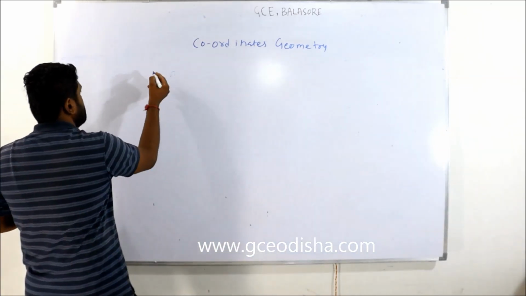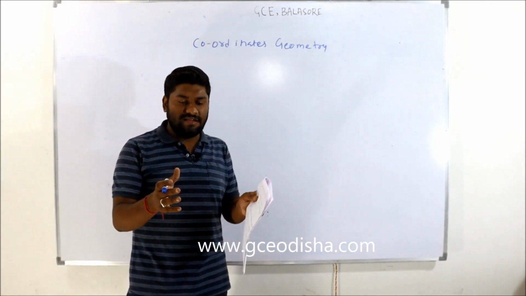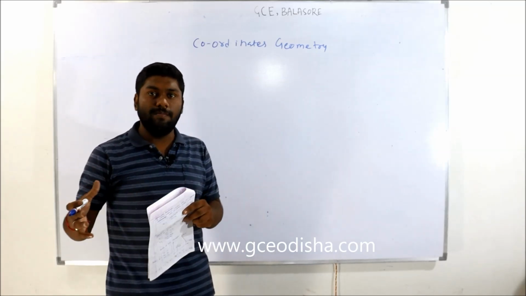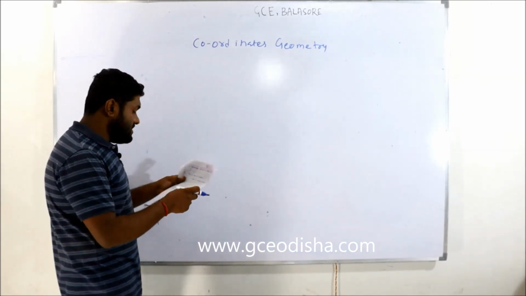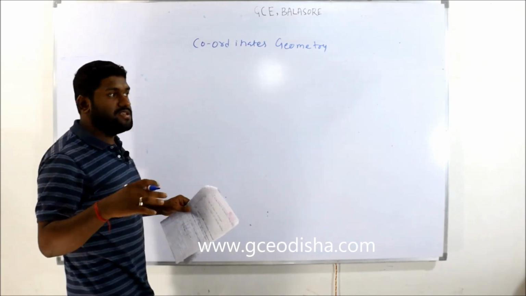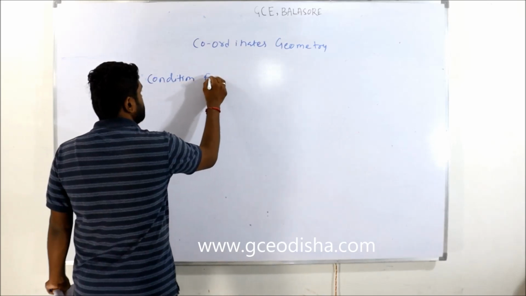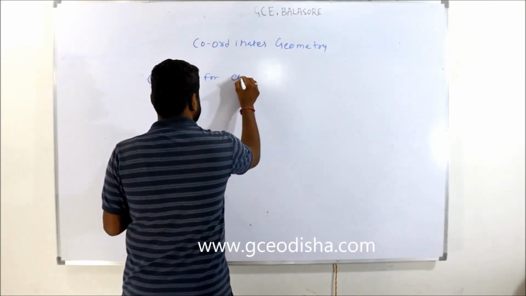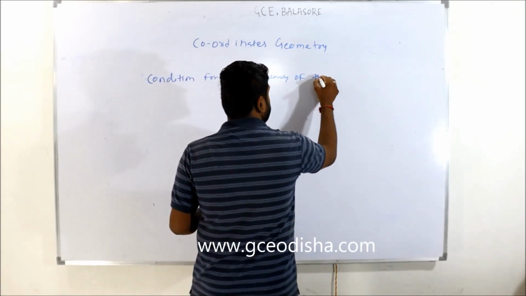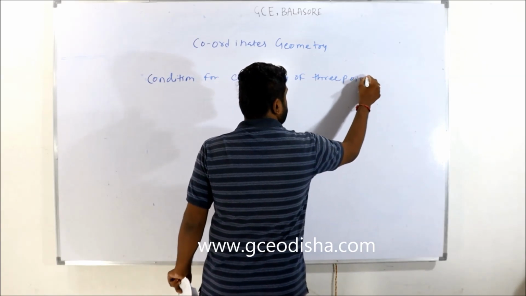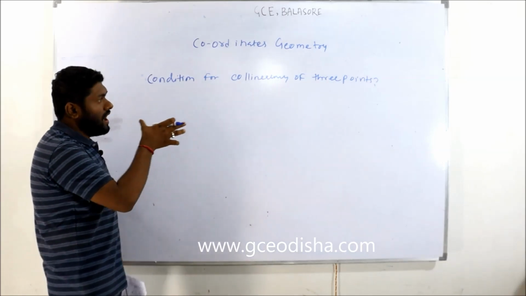Another concept is there. Generally questions come like this: they give 3 points, and ask whether the 3 points are collinear. Collinearity means, will they lie on a single line? This is the condition for collinearity of 3 points.